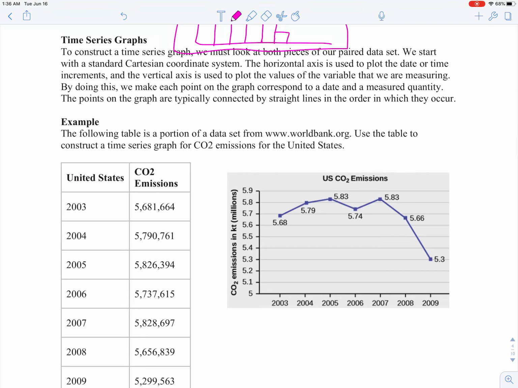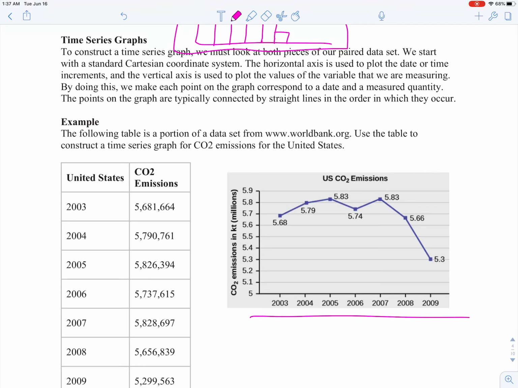All right, next thing we have what are called time series graphs. To construct a time series graph, we must look at both pieces of our paired data set. So basically you have data levels versus time. We start with the standard Cartesian coordinate system. That's your XY system from back in algebra. The horizontal axis is used to plot the date or time. So down across the bottom, date or time.